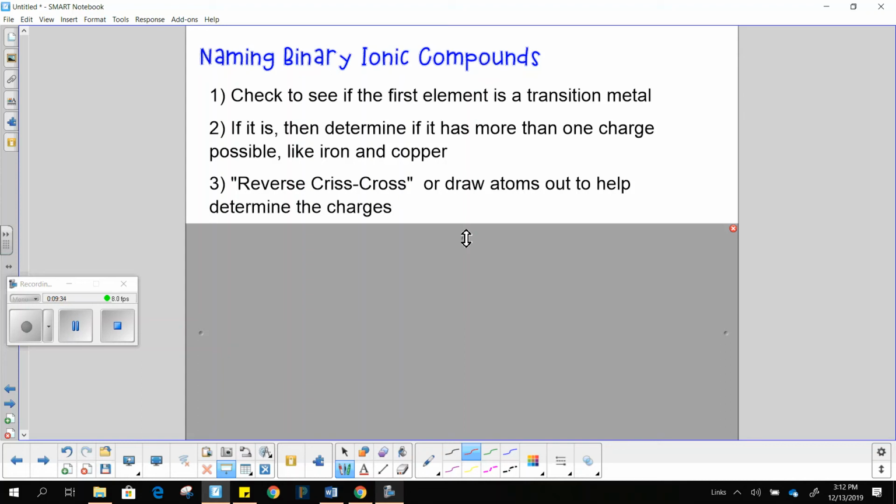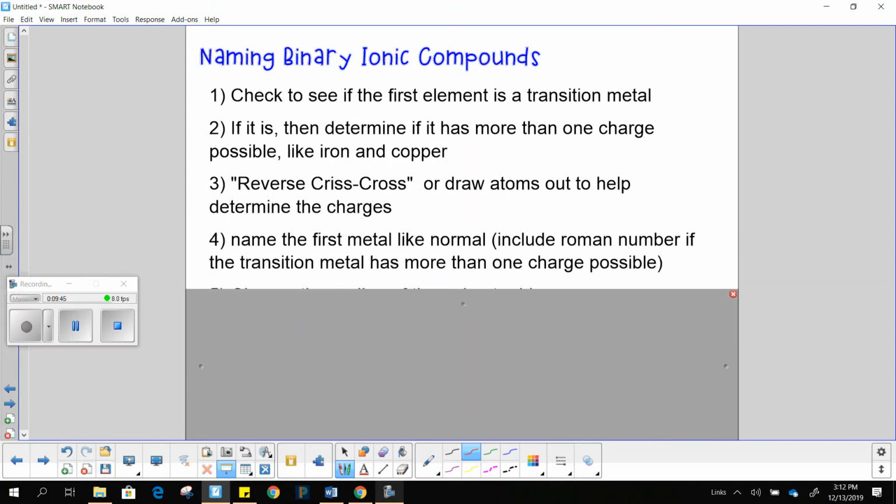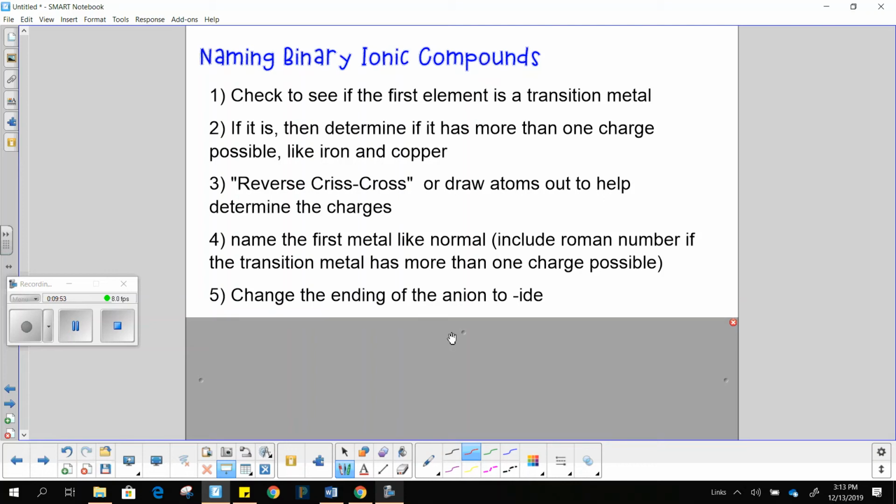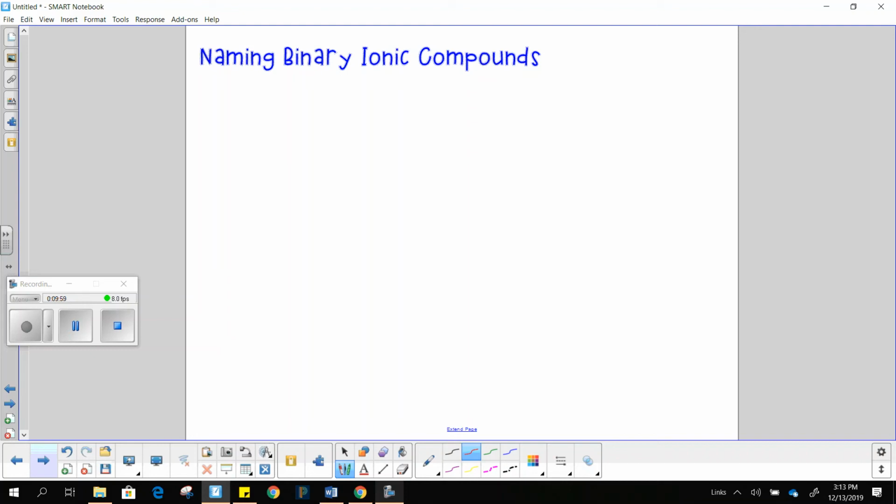If you determine that one has more than 1 possible charge, do a reverse crisscross or draw atoms out to help you figure out what charge or what Roman numeral you need to use. You're always going to name the first element, the metal, like normal. Include that Roman numeral if it's a transition metal with more than 1 charge. And then you always change the ending of the anion, or the second one, to IDE. So let's take a look at some examples.